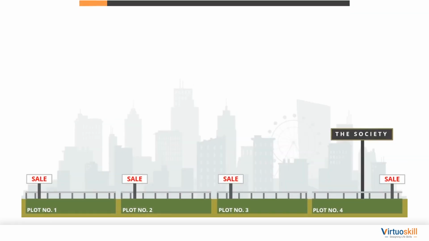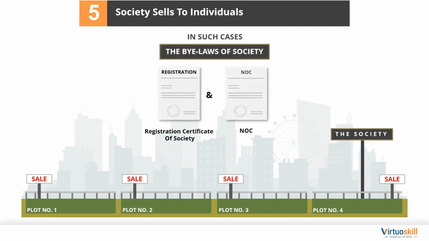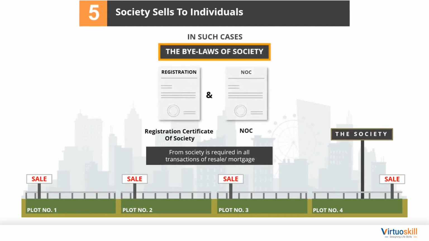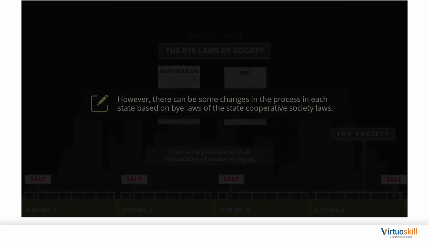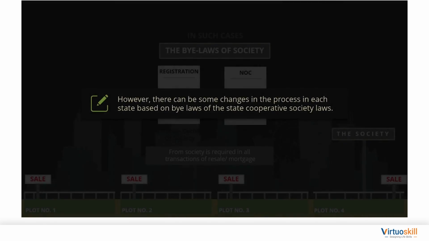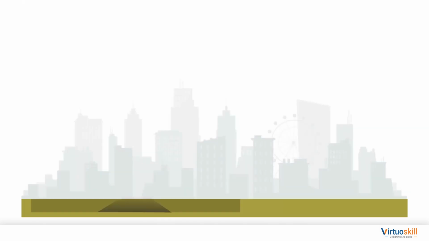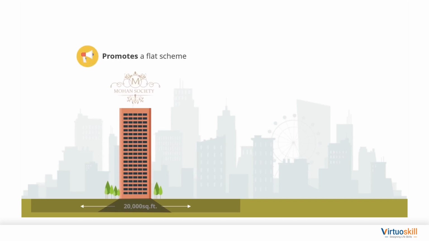In such cases, additional documents required would be copy of the bylaws of the society, registration certificate of the society, and NOC from the society in all transactions, whether it is for sale or resale or for creation of mortgage. However, there can be some changes in the process in each state based on bylaws of the state cooperative society laws. The second scenario would be purchase of a flat in a building developed by a society.